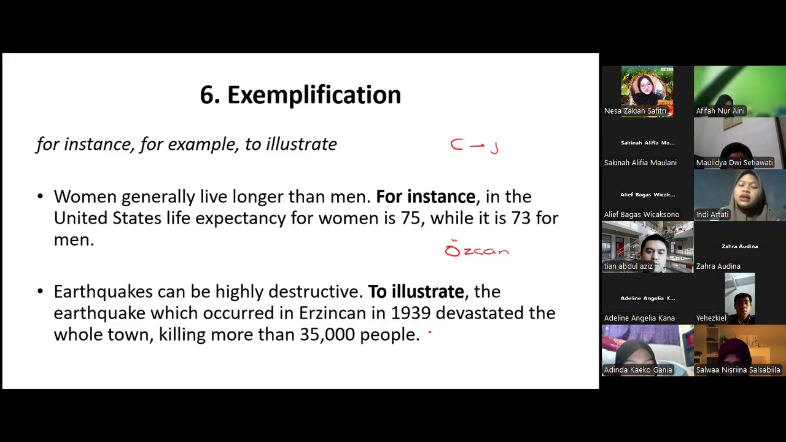Devastated the whole town, killing more than 35,000 people. This is an illustration or example of the effect of the earthquake. Okay, thank you, Maulidia. Thank you, Sakina.